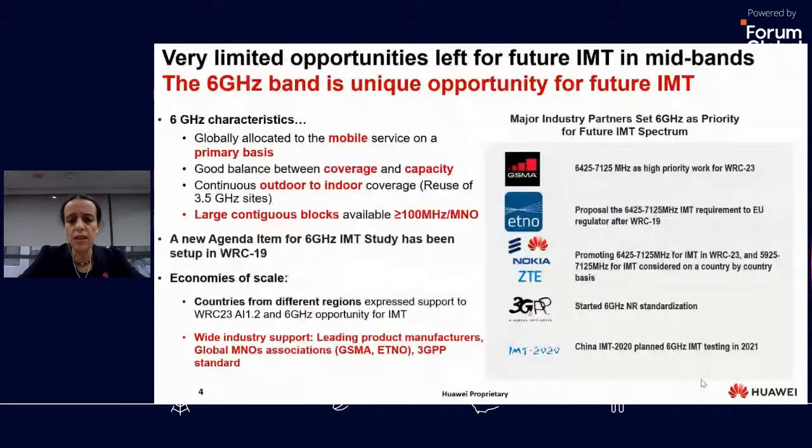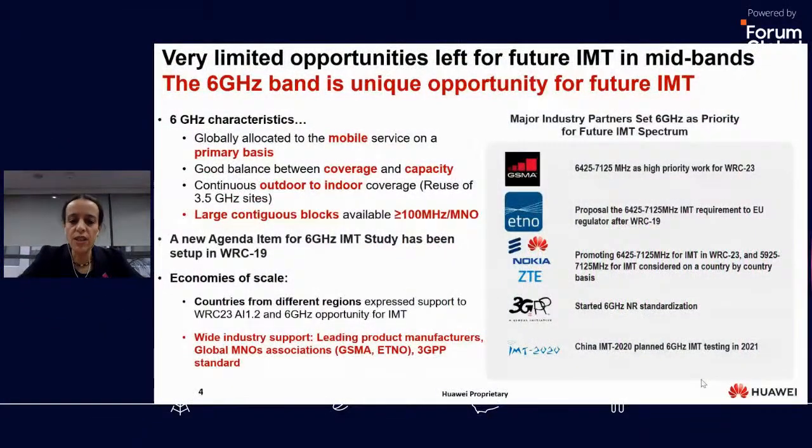That's one band that is globally allocated already to mobile service on a primary basis. That's a band where we see a good balance between coverage and capacity. And that's also a band where we have large contiguous blocks available, where regulators could allocate bandwidths of 100 megahertz or larger per MNO. And there is agenda item 1.2 that is already ongoing for WRC 23.